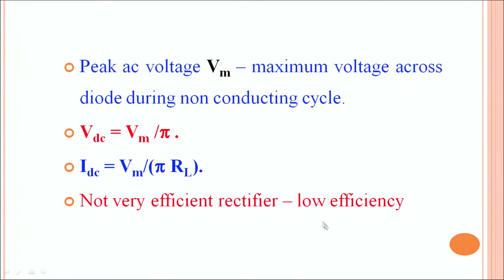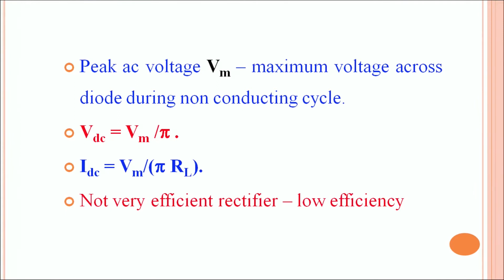Corresponding to Vm, the DC voltage which is given out is Vm divided by pi. Thus, the current corresponding to this is Vm divided by pi times RL, because the current is VDC divided by the load resistance. Now looking at this, it is not a very efficient rectifier.